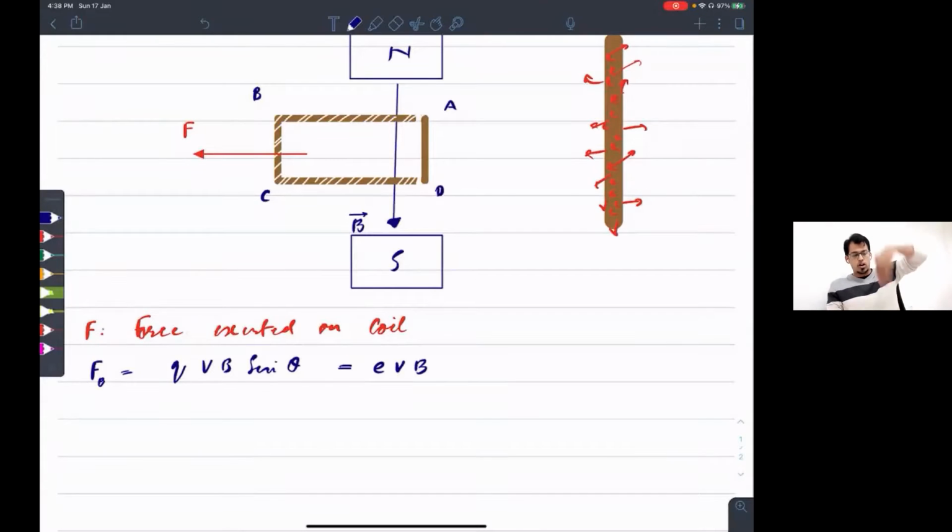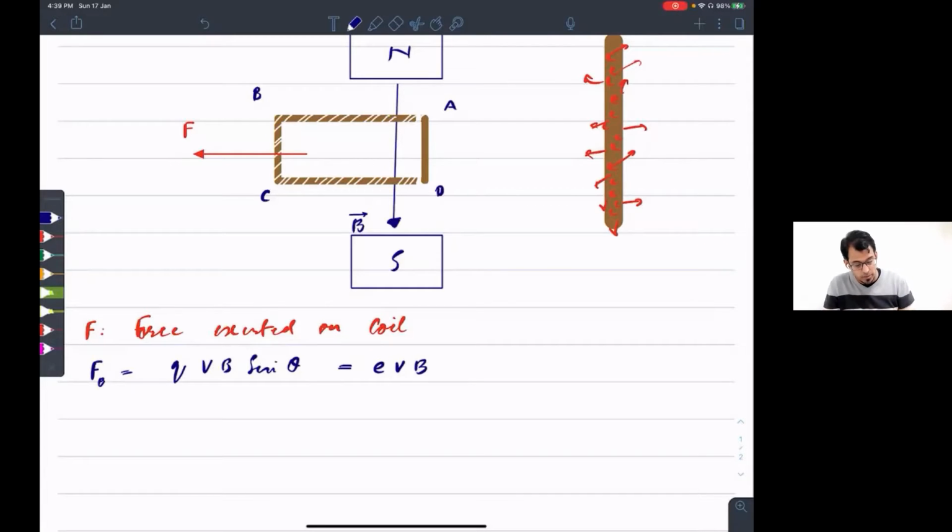Let me just try myself as well. Because the field is top to down and velocity is rightward, it should become out of the board. But this out of the board is for positive charges. So you mentioned this direction in the context of electrons, right? Yes. Okay, so the direction of electronic current will be into the board. In fact, the direction of this force on the electrons will be into the board.